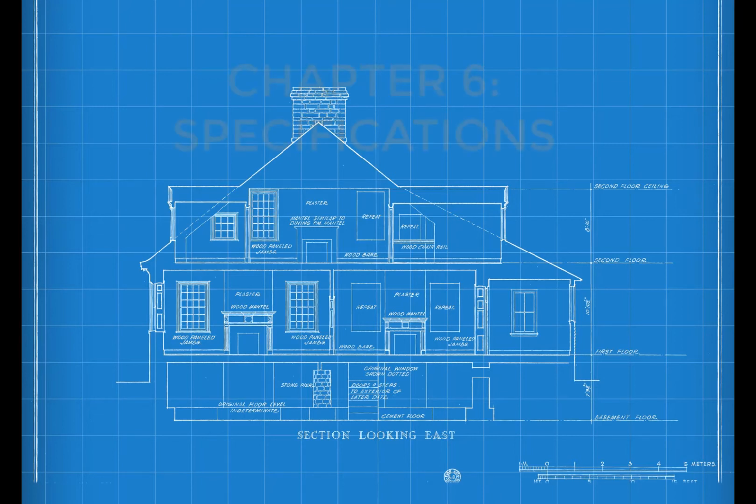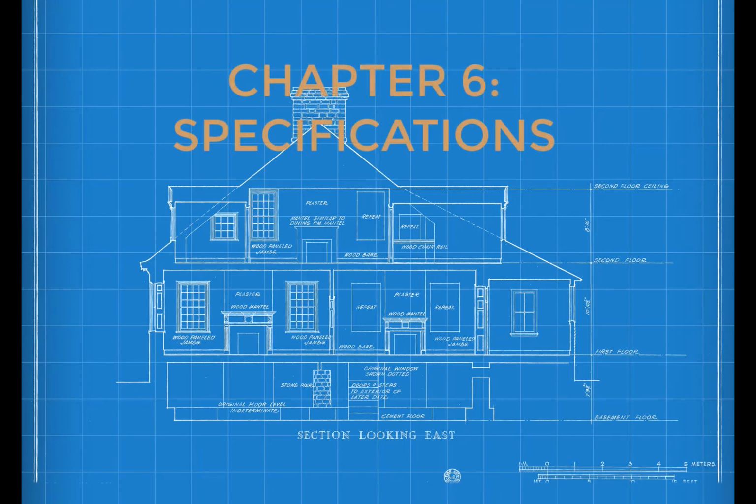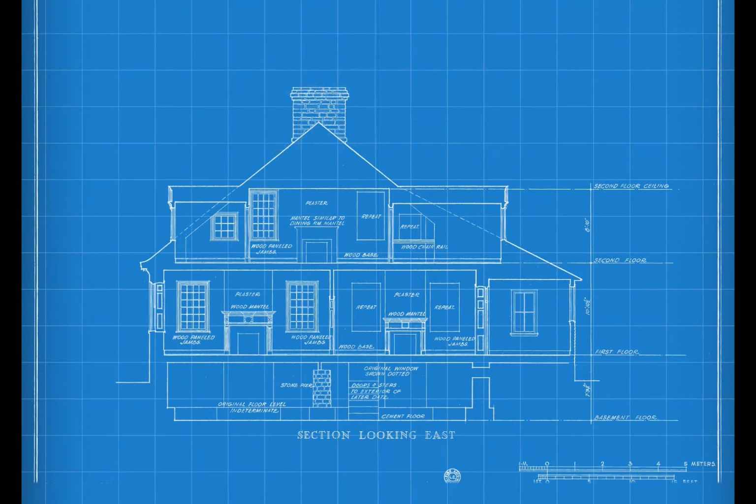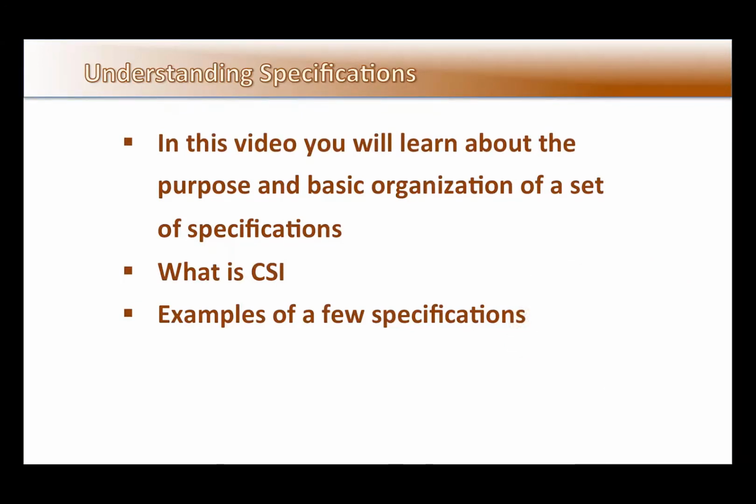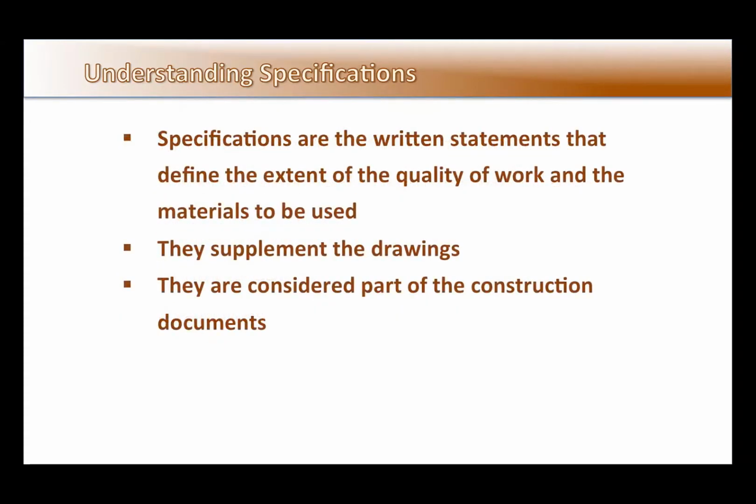Good afternoon, everyone. Today we are going to take a brief look at Chapter 6 in your book, which deals with specifications. So today our goals: we want to learn about the purpose and basic organization of a set of specifications. We want to talk about what CSI stands for, the Construction Specifications Institute. And then I'd also like to give you a few examples of specifications and maybe a few areas where you might get tripped up should you ever take a look at specifications for planning and estimating purposes.